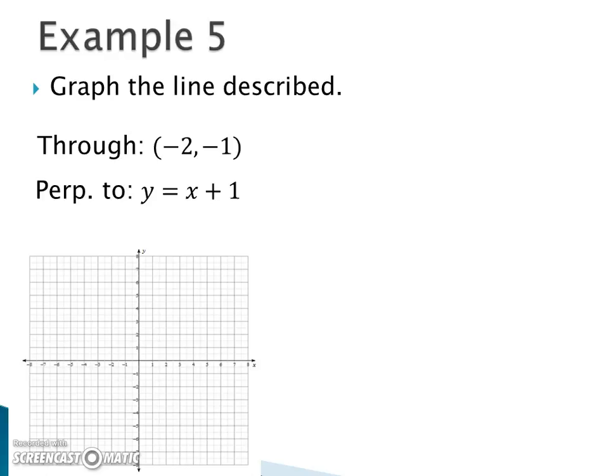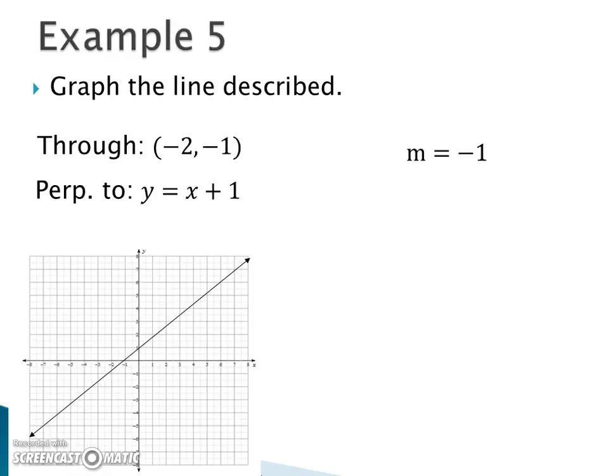Our last example is a perpendicular one. So first thing we're going to do is graph this line, y = x + 1. Then we need the perpendicular slope. Well, the slope of this line is 1/1. So for the perpendicular, negative and a flip, it becomes −1/1. So the slope is −1.